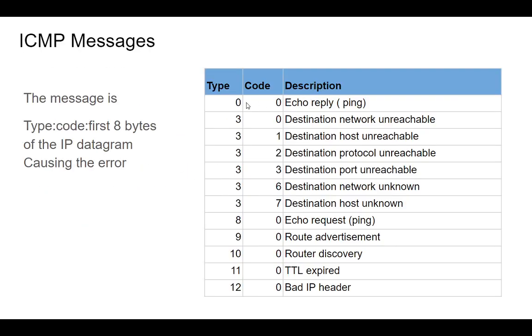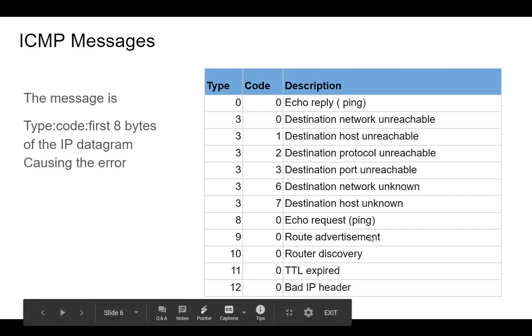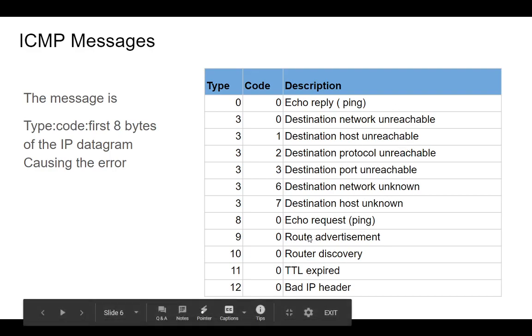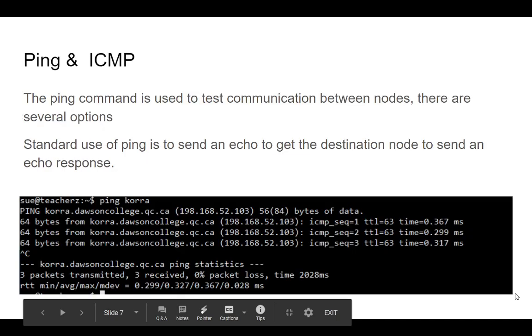As you can see here, we have echo reply, which is 0, and echo request, which is 8. That is what ping uses, and the rest are error messages or information about something that's going on. These two are error messages, these are routing. But this is all of the ICMP messages.